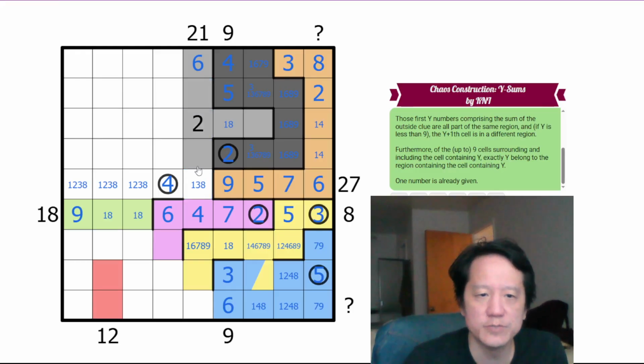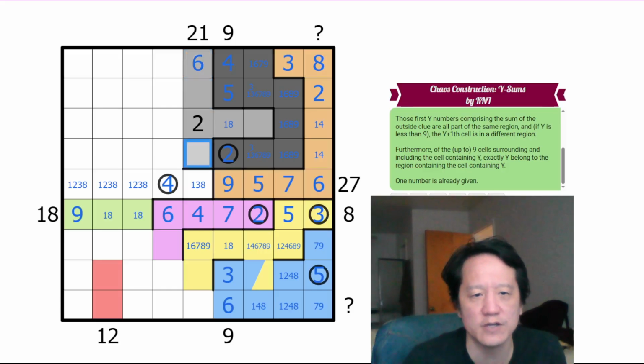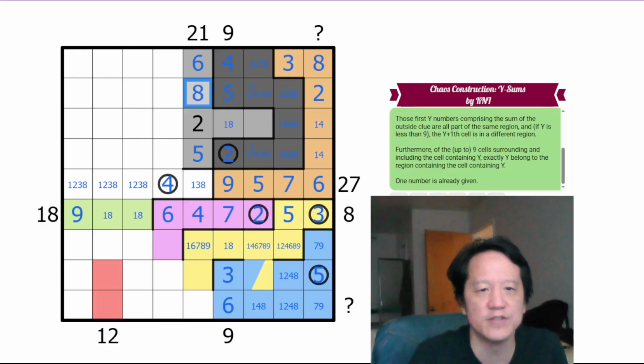So this is a boundary here. This is only 4 cells in the up to 9 cells surrounding it that are in the same region, so this cannot be the same region. So this is a boundary there. And this must add up to, we have 2 and 6, that's 8. 21 minus 8 is 13. We don't have 4, 9 available. We don't have 6, 7 available, so it's 5 and 8. So this is 5, and that's 8.